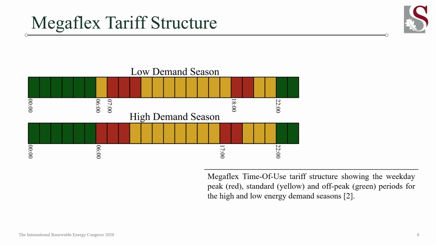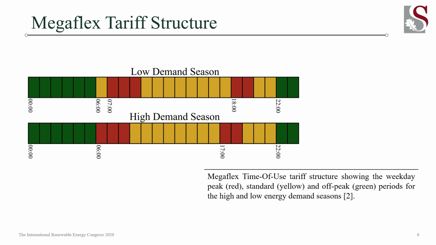This time of use tariff structure incorporates two distinct demand seasons. These demand seasons are the high demand season, ranging from the 1st of June to the 31st of August, and the low demand season, ranging from the 1st of September to the 31st of May. Now, this tariff structure furthermore incorporates three categories of daily time of use periods, namely the off-peak period, shown in green, the standard period, shown in yellow, and the peak period, shown in red.